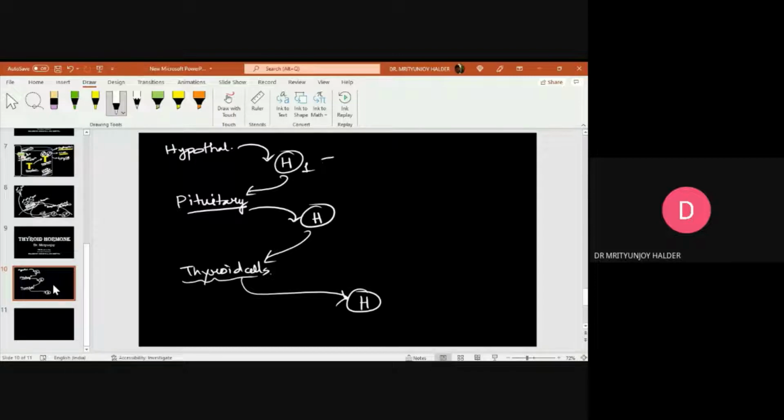Now hormone number 1 is called TRH, thyroid releasing hormone. Hormone number 2 is called TSH, and hormone number 3 is T3, T4, the thyroid hormones. So precisely, in thyroid profile, though we are writing in our prescription T3, T4, TSH, TSH is not a thyroid hormone at all. It is not released from thyroid gland or thyroid cells.